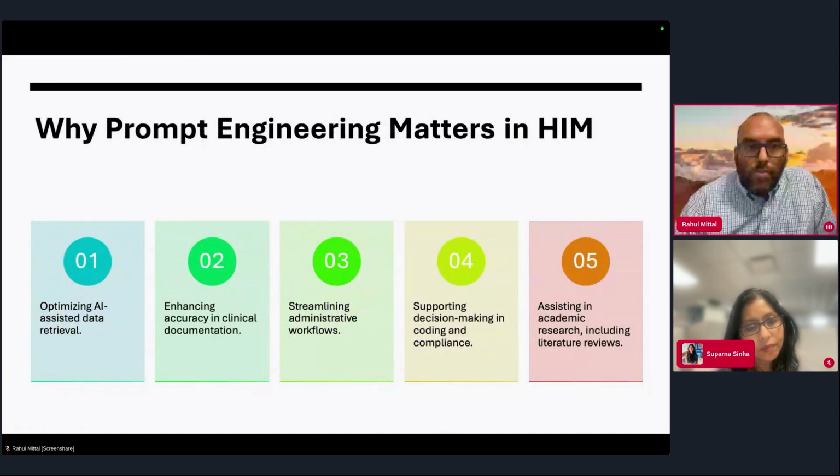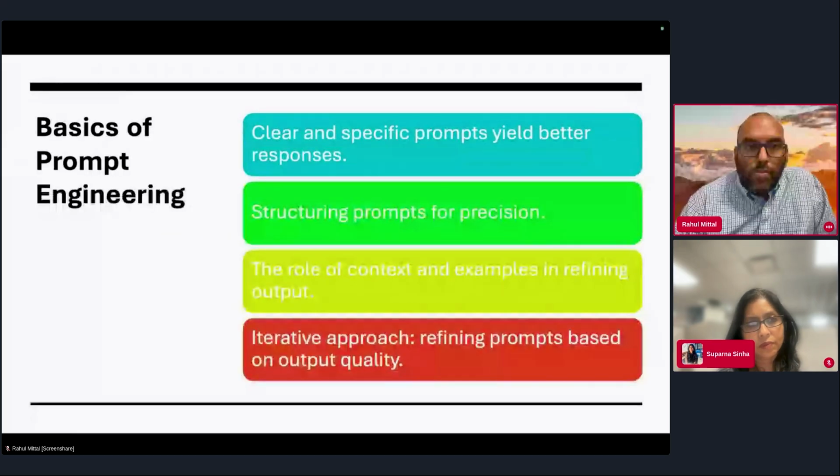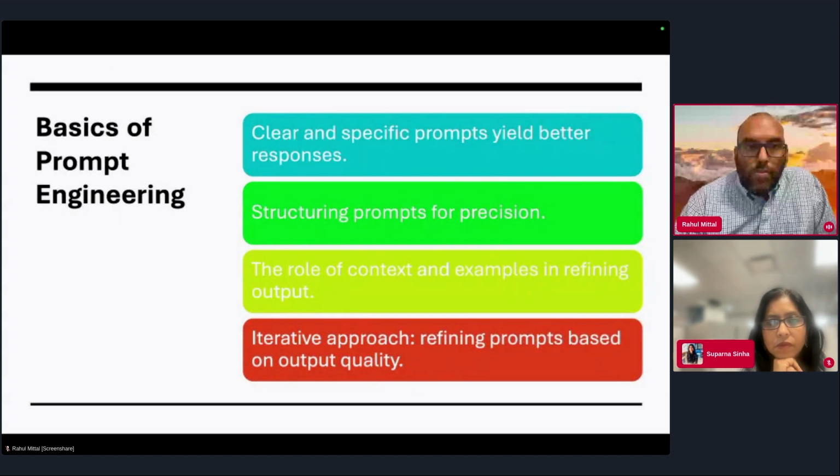So prompt engineering is both an art and a science. It involves crafting clear, precise instructions to direct an AI model towards producing the most useful output. In this slide, I've given you just four of the basics of prompt engineering, but it's important to remember that AI is only as good as the instructions it receives. A vague or poorly worded prompt can lead to misleading or incomplete information.